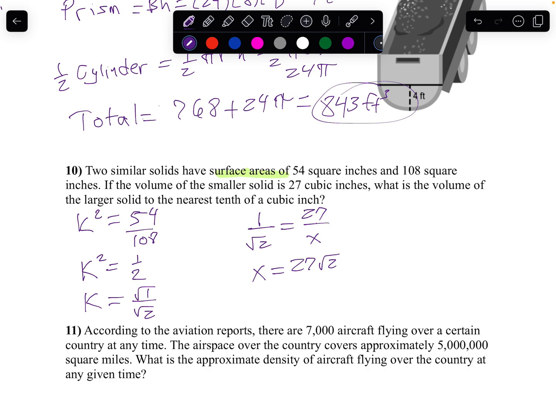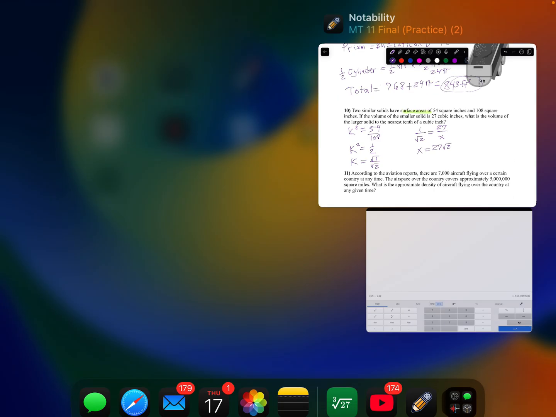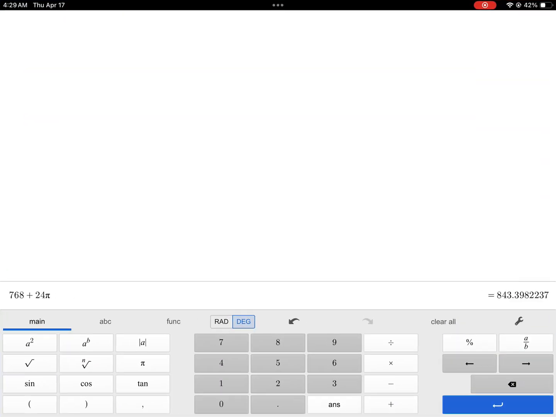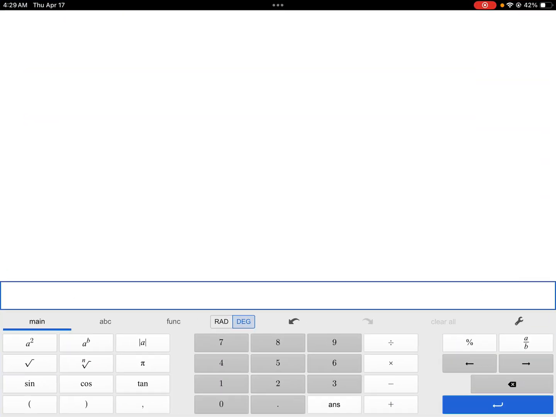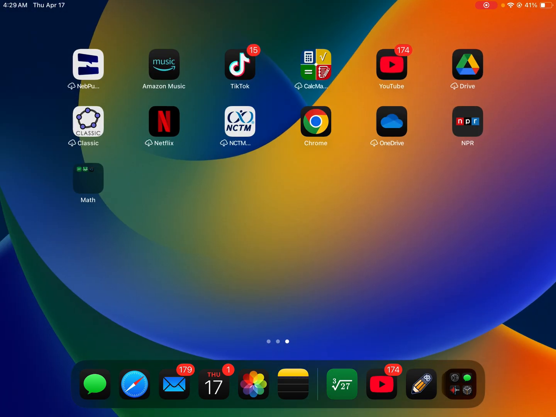So 27 times the square root of 2. Let's round that to the nearest tenth. That's 27 times 1.4. I should be able to do that in my head, but I can't. And we get about 38.2 cubic inches.